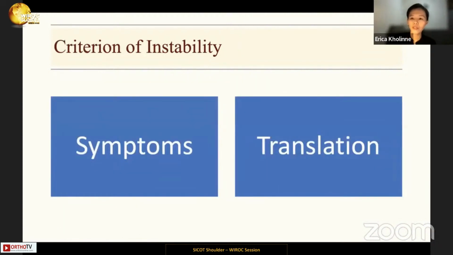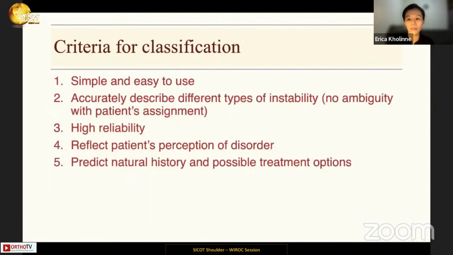So coming back to the definition, I think we have to have two common themes in the definition, which are symptoms and translation. Because we know that many patients have symptoms, especially pain, without instability. We also know that laxity tests can be positive in many patients without symptoms, and some can sublux their shoulder without any symptoms. Therefore, these two elements have to be together to define instability. Patients must have discomfort and a feeling of looseness, slipping, or the shoulder going out to meet the definition of instability.